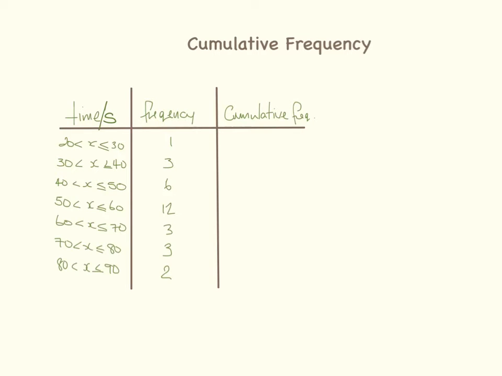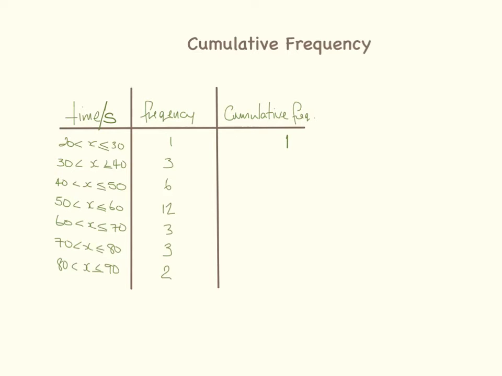Before we can even do that, we need to work out what the cumulative frequency is, because we're going to be plotting the time against the cumulative frequency. The word cumulate, or to accumulate, means to add up, to bring together, to put together. So you guessed it, we will be adding up all the frequencies to find the cumulative frequency. Well, the first one is 1, so that's just going to be 1.